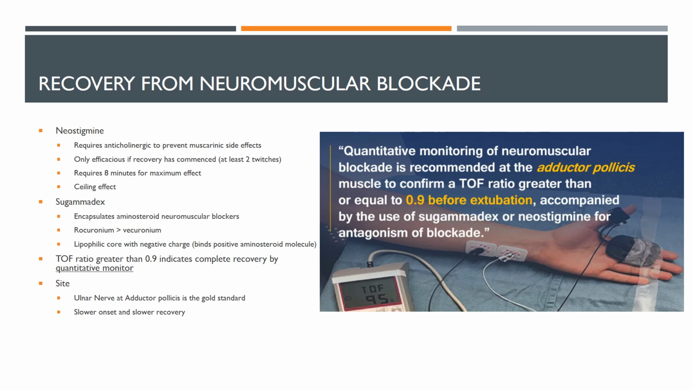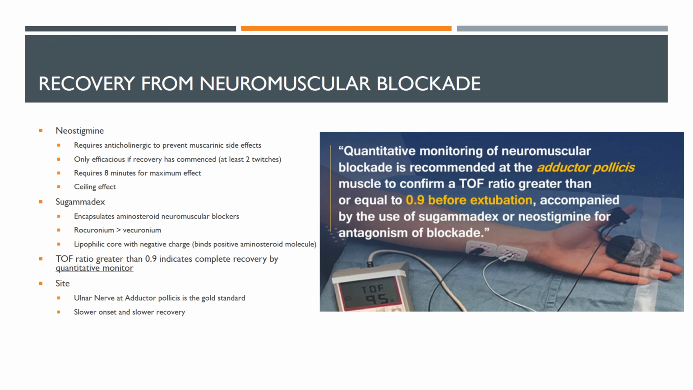And then, of course, there's a ceiling effect of neostigmine. With increased dosing, we can actually top out the effect, and if we go beyond that, we may see increased weakness. Sugammadex encapsulates aminosteroid neuromuscular blockers in the molecule itself. It's more efficacious with rocuronium, but it also works with vecuronium. There is a lipophilic core with a negative charge that binds very, very strongly the positive aminosteroid molecule.